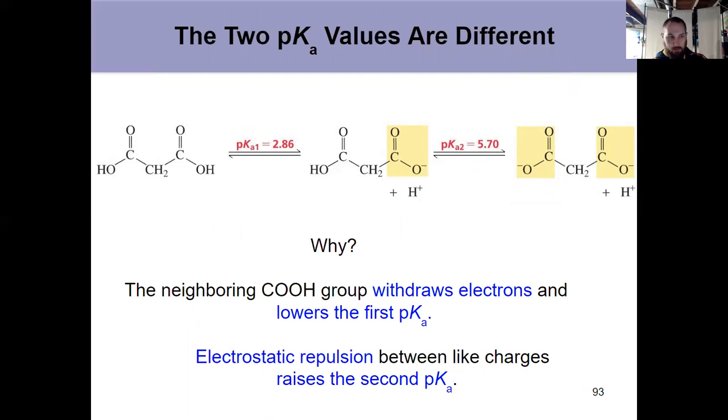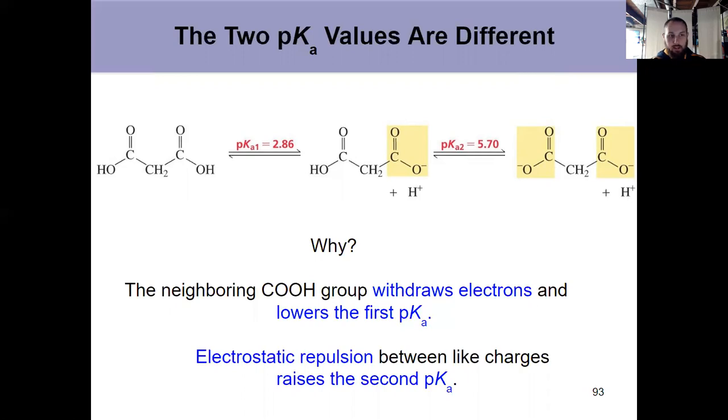That neighboring carboxylic acid withdraws electrons inductively. That's a phenomenon we've seen in several chapters. Inductive electron withdrawal makes us have a lower pKa. We are more acidic. But with that second one, as I was alluding to before, electrostatic repulsion brings our second pKa higher than we would anticipate for that lone carboxylic acid with nothing else going on.